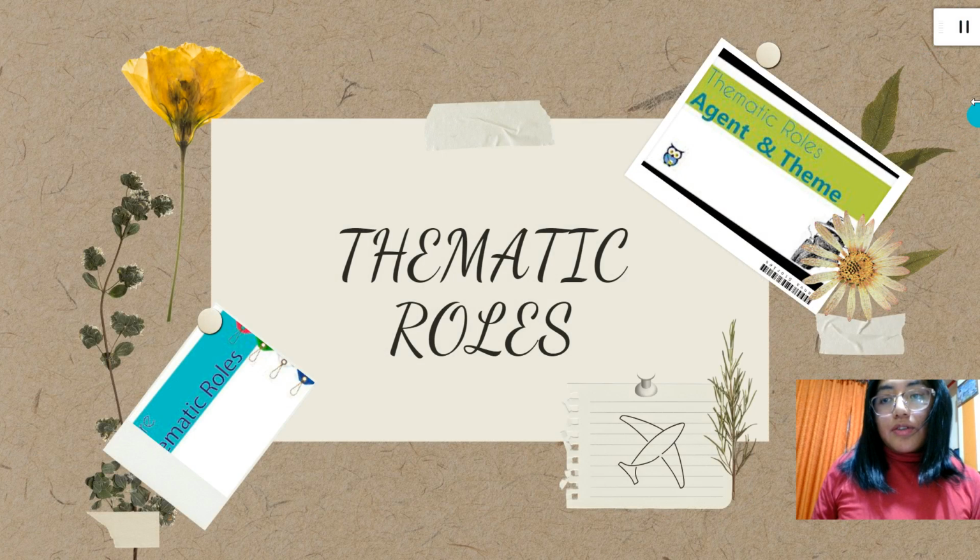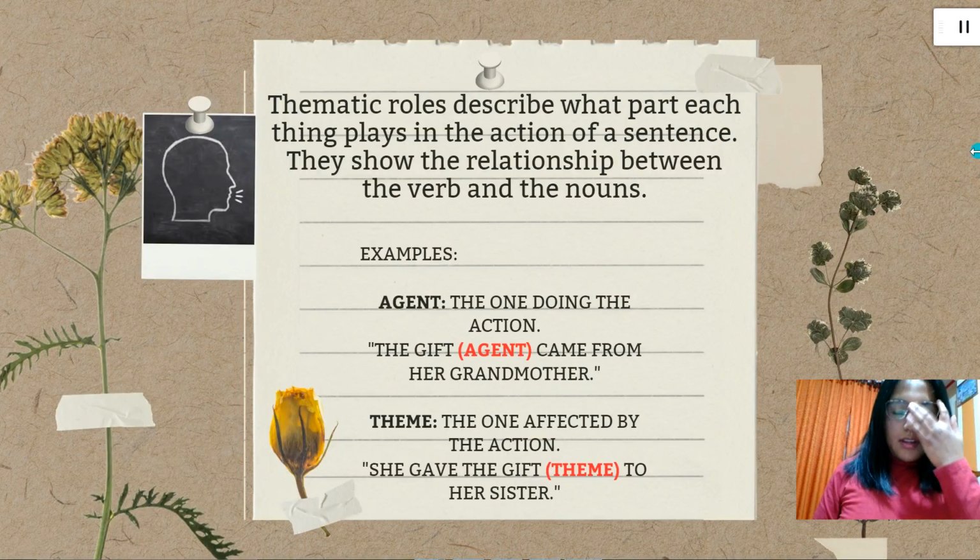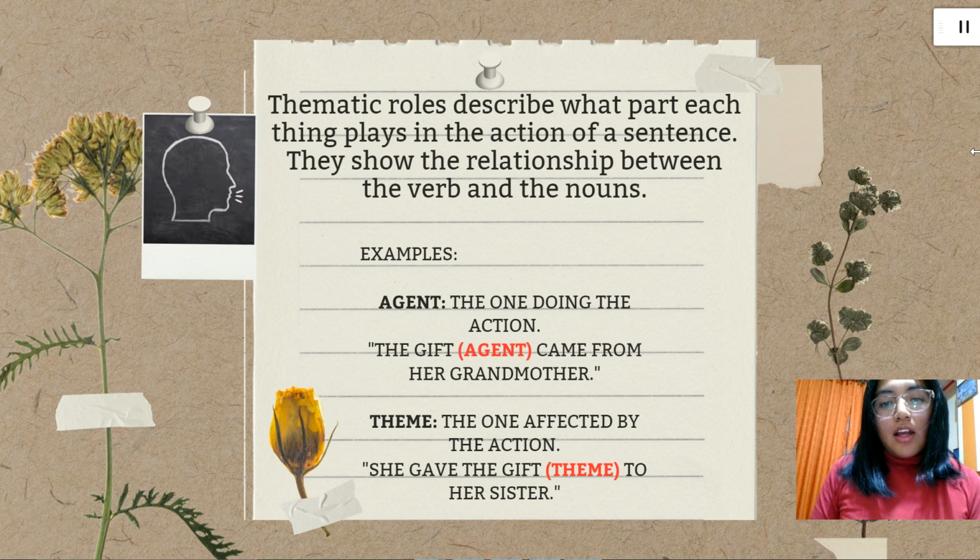Okay, thematic roles. As said before, thematic roles tell us who does what in a sentence. So for example, look at these examples. The gift came from her grandmother. The gift is the agent, as you can observe, originating the action. And in she gave the gift to her sister. This is another example.